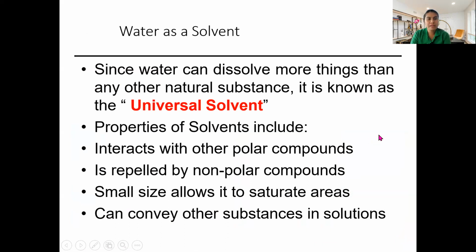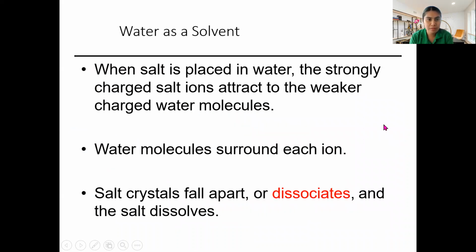Water as a solvent. Since water can dissolve more things than any other natural substance, it is known as the universal solvent. Properties of solvents include: interacts with other polar compounds, is repelled by nonpolar compounds, small size allows it to saturate areas, can convey other substances in solution. So water as a solvent.